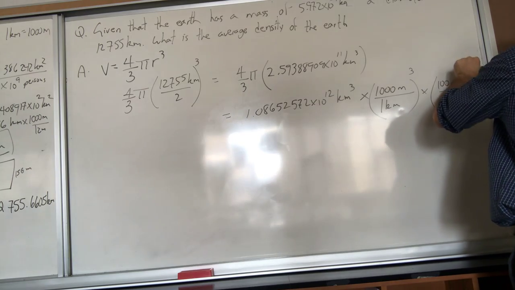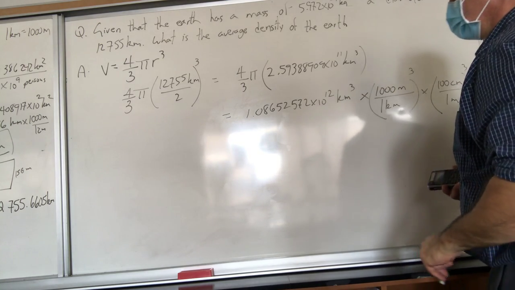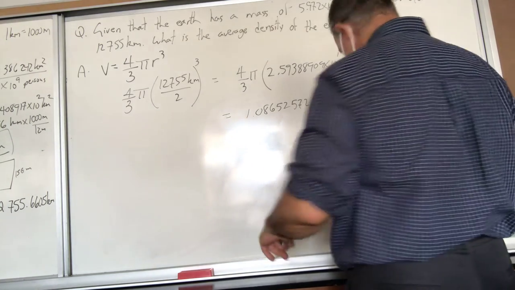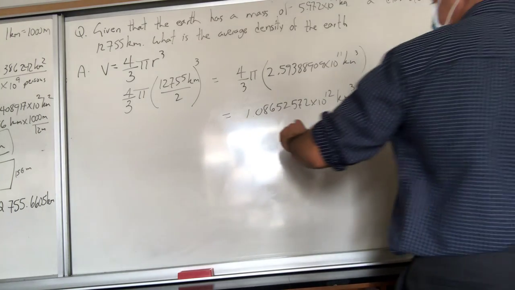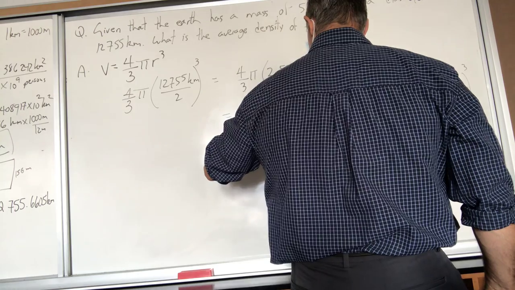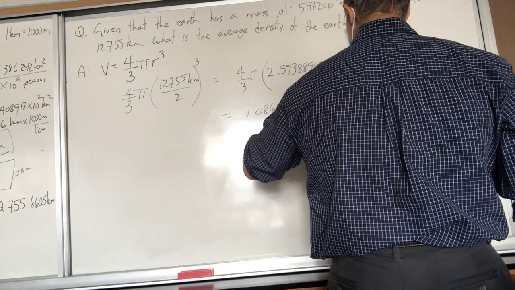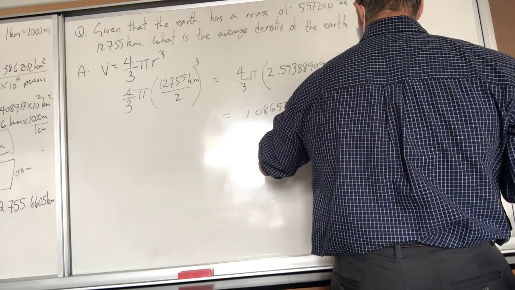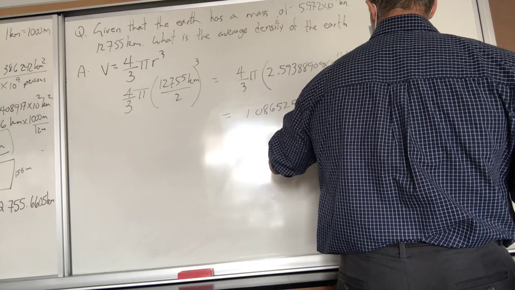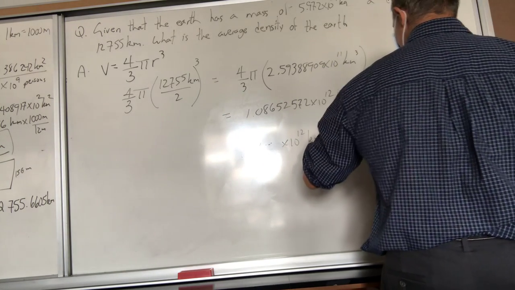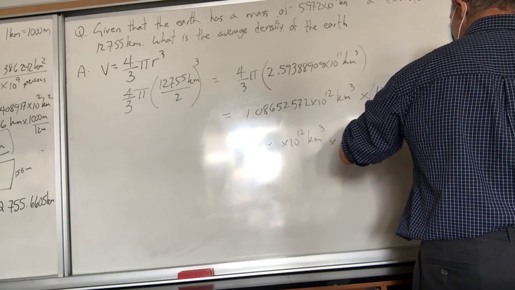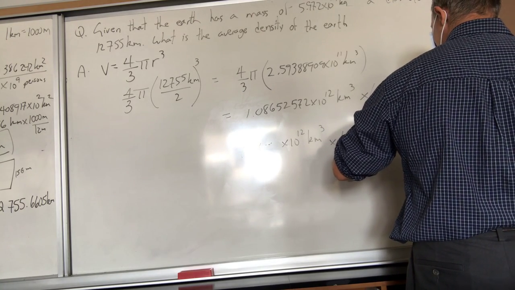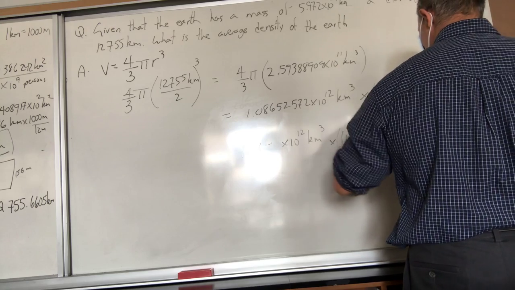And we're going to raise that to the power of 3 as well. So let's perform our calculation using exponential notation for as long as we can without using our calculators. So 1.086, I'm not going to rewrite the whole number because this is going to be time consuming, times 10 to the 12 kilometers cubed times, another way of rewriting this factor is 10 to the power of 3 raised to the power of 3 meters cubed over 1 cubed kilometer cubed. Put that back in the bracket.